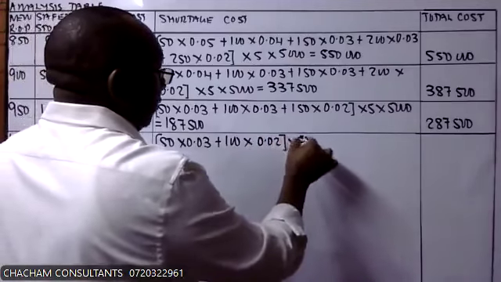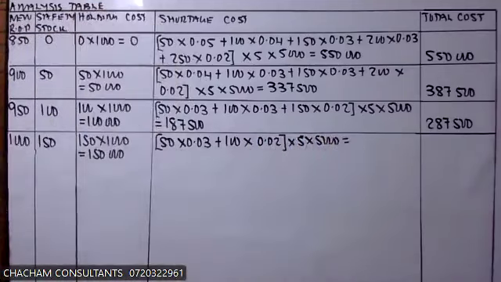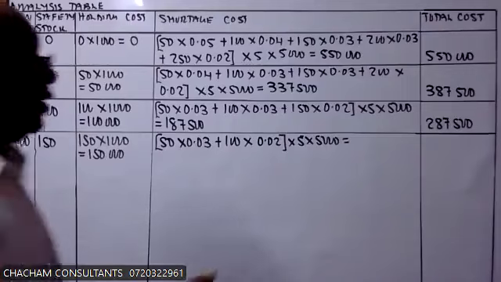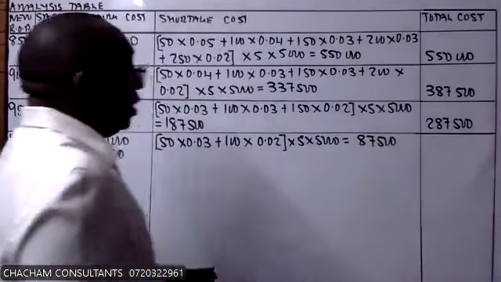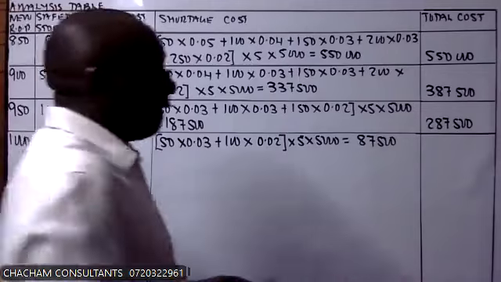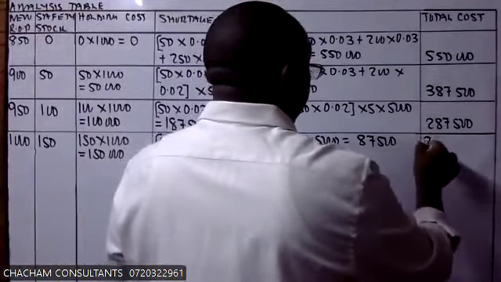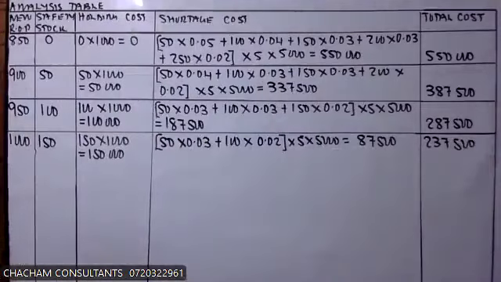Then times 5,000. That gives $87,500. So add 150,000 there, and you get 237,500.